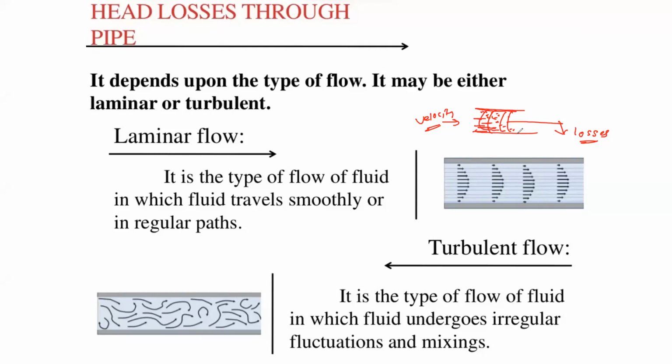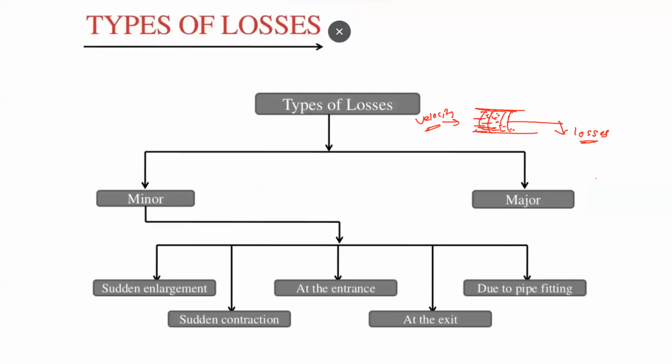So, if I'm talking about losses, losses are of two types. Please give me a confirmation. Yes, sir. How many types of losses? Two types. The first loss is called major loss. The second loss is called minor loss. Is it clear? Please give me a confirmation. Yes sir, it is clear.